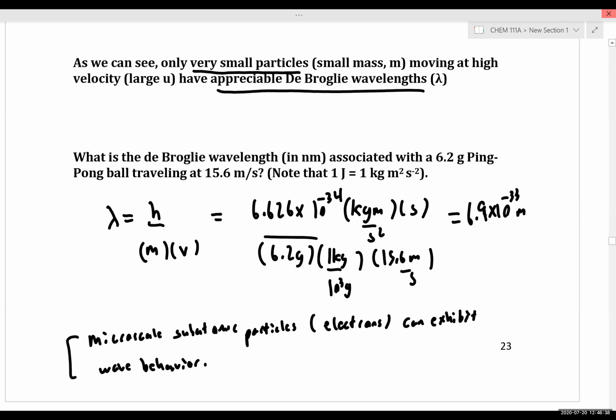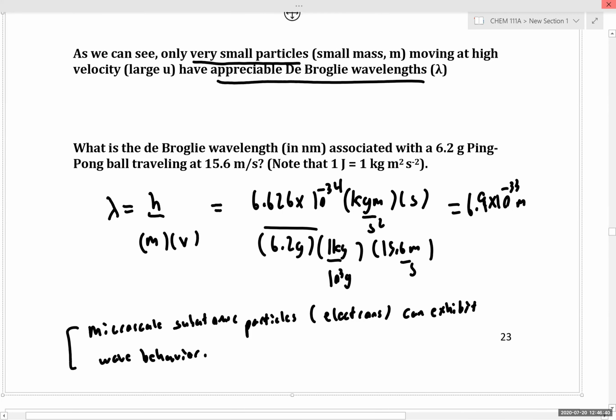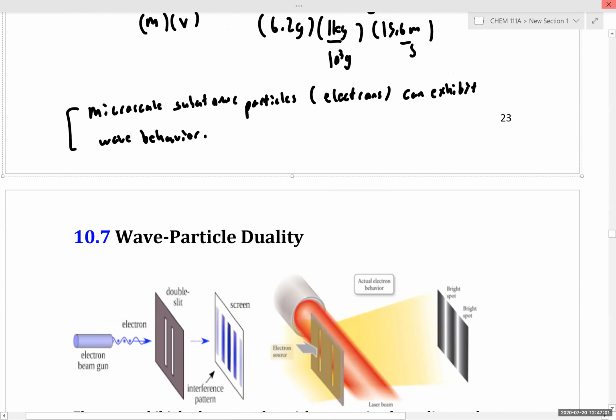Okay, so when we last left off, we discussed the model of electrons as having both wave and particle properties. Now we're going to look into the quantum model in a little more detail and start to look at how we can model electrons as waves.